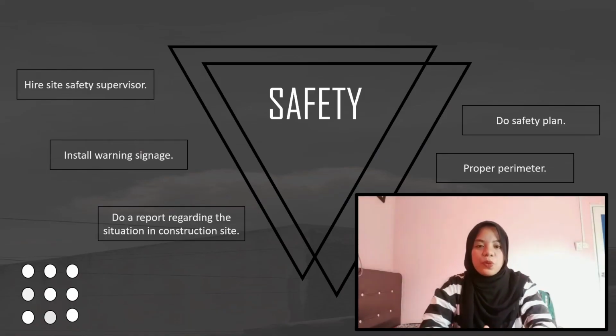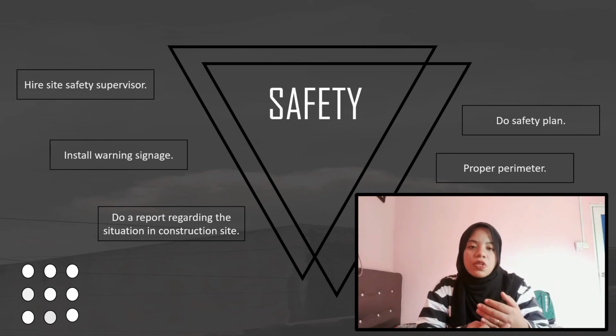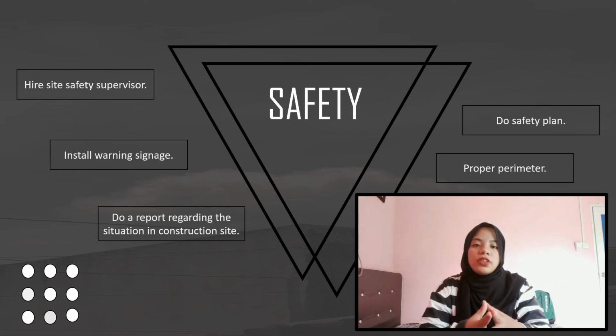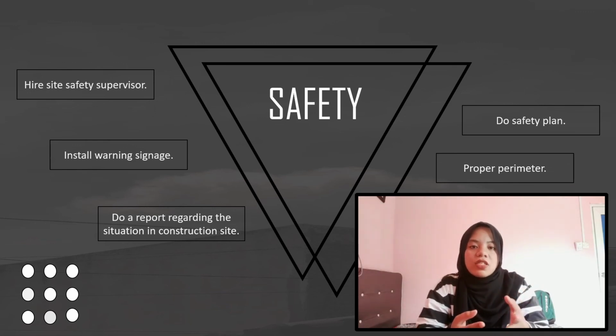Okay, next we move to the safety. Safety is hazard identification in any construction site. We need to take action for good and quality safety steps, especially at a construction site nearby the road. So there are 5 safety steps that can be taken at a construction site. First, hire a site safety supervisor to inspect and correct any unsafe condition at the site. The site safety supervisor needs to be on site at least 15 hours per week.